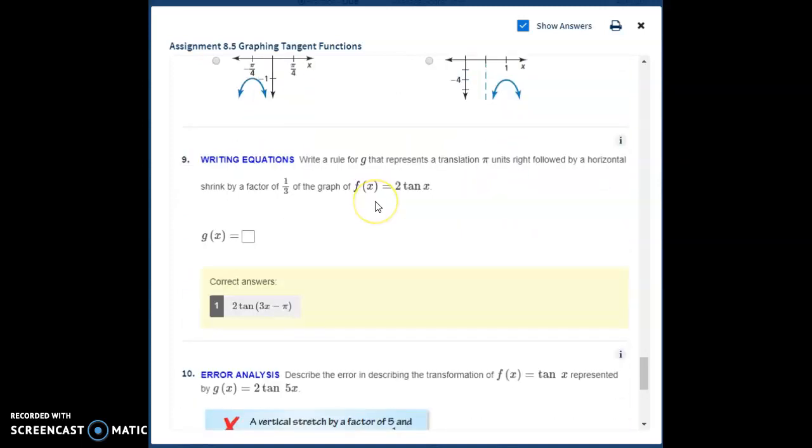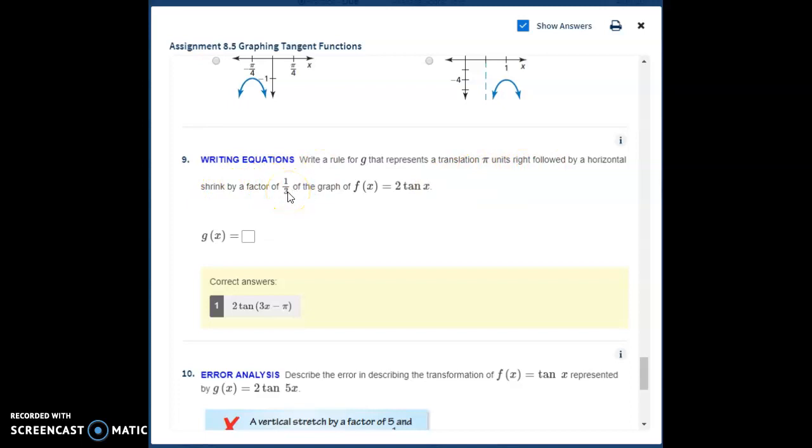And number 9, write a rule that represents a translation pi units right followed by a horizontal shrink by a factor of 1/3 of 2 tangent of x. So we keep the 2 with it because we're just taking that and translating that function there. The translation pi units right gives us this negative pi being subtracted from the x value.